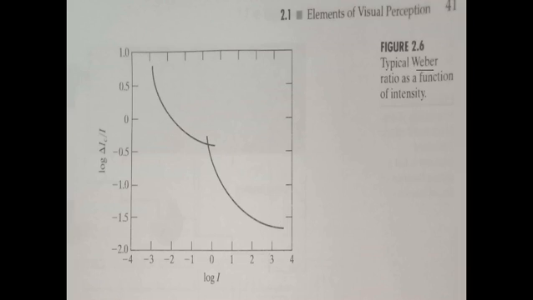This is very important from the point of view of the exam. In the dark you will not be able to discriminate, in the brighter region you will be able to discriminate. The main thing is, as delta I_c by I decreases, when the value is very low you will be able to clearly discriminate. When the value is very high you will not be able to discriminate. So this is regarding the Weber ratio function.